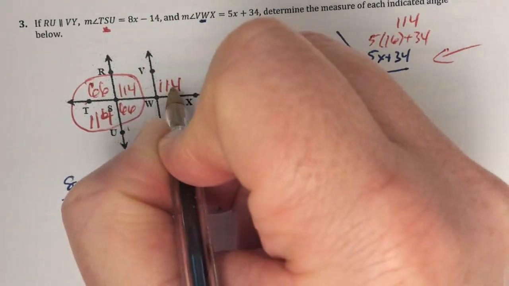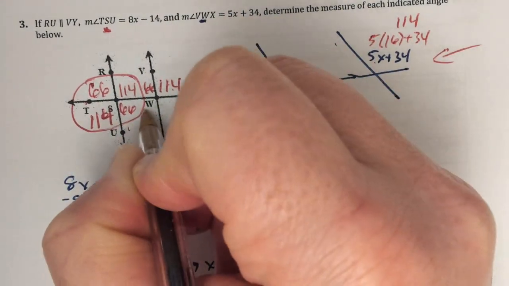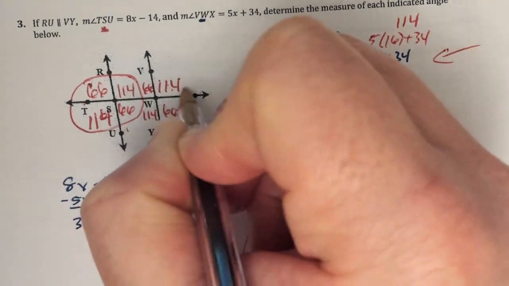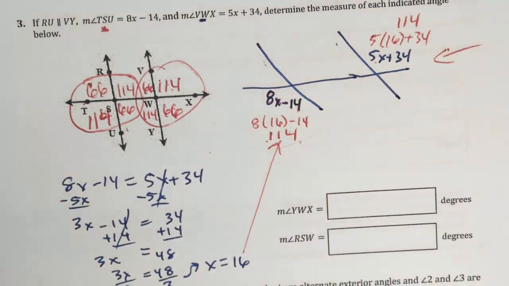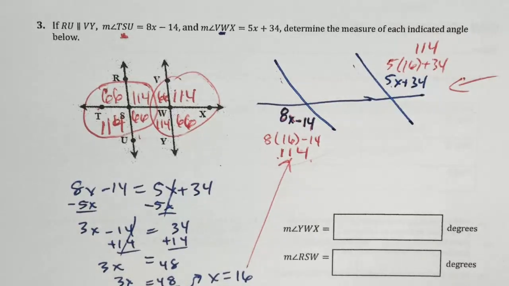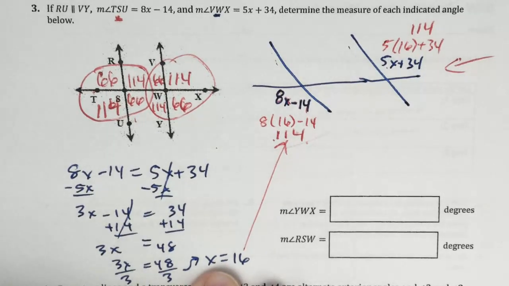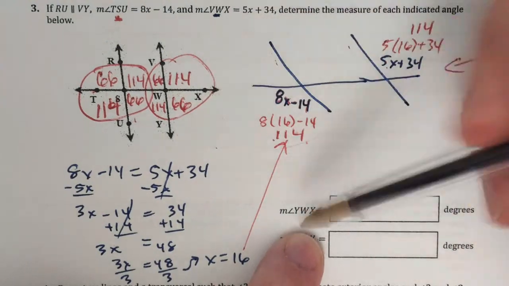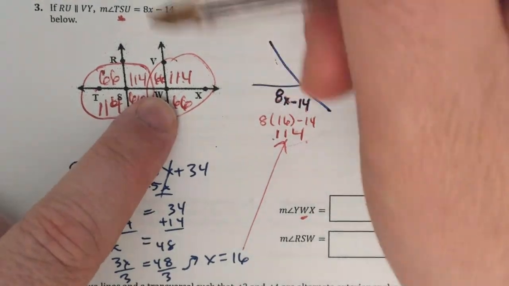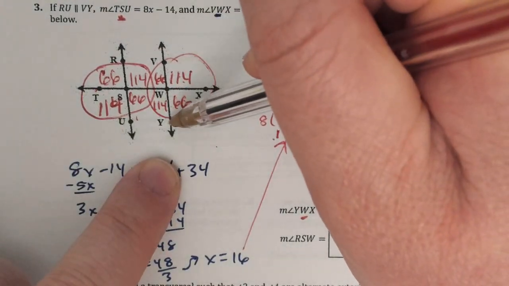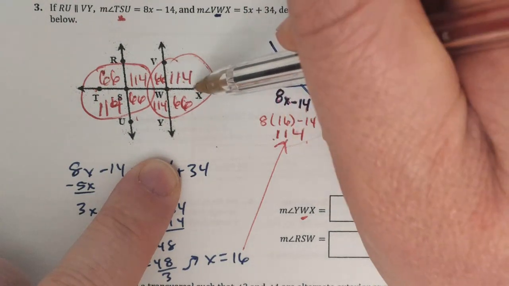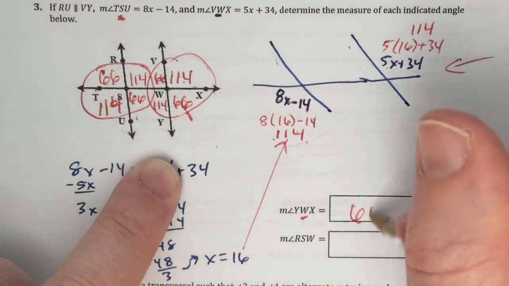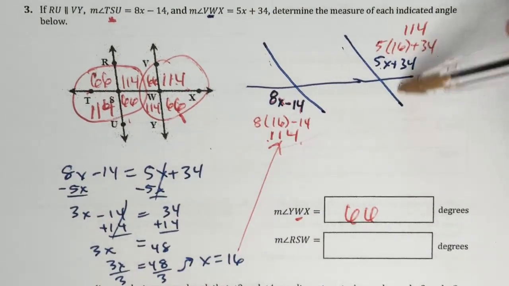And same thing over here. If this is 114, this would be 66. This would be 114, and this would be 66. All right, and now answer their questions. So be careful. A lot of people would have stopped at X, but they wanted these angles. So they said Y. So we're at W, right? And we said Y, W, X. So that's this angle right here. So that's 66. So they wanted this angle down here.